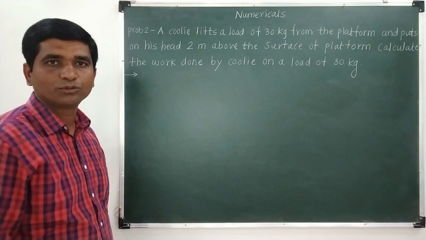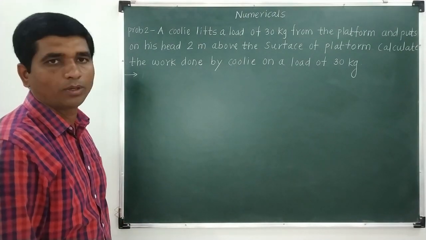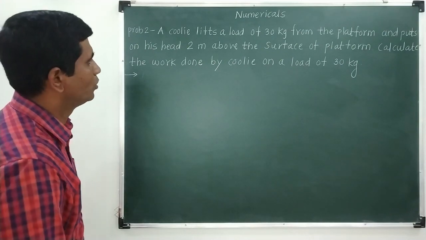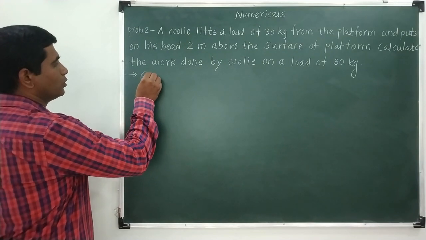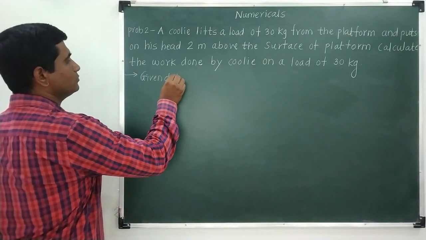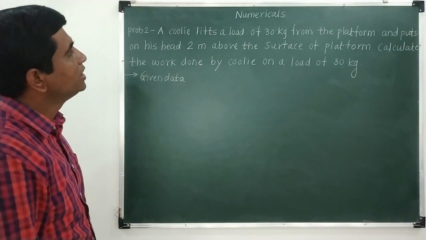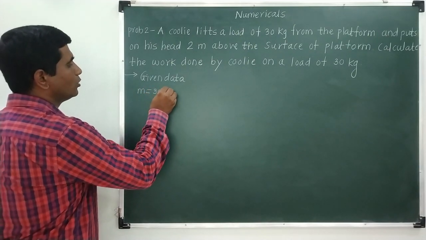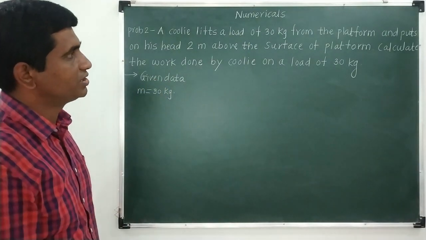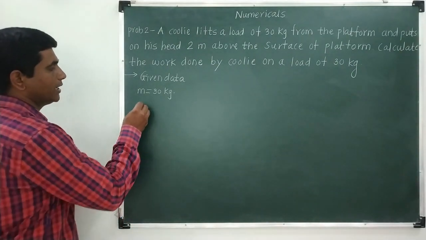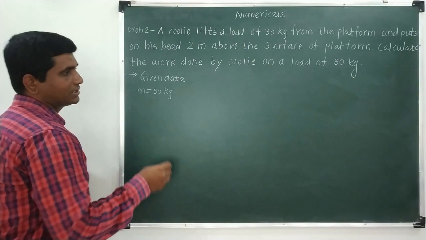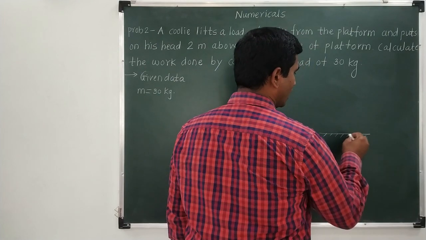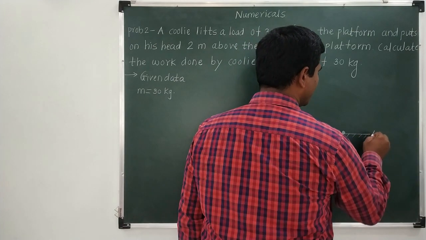Now first of all we will go through the problem, find out what is given in the problem, and then find out what is asked in the problem. So first of all, note down the given data. A coolie lifts a load of 30 kilogram, so the mass of the load is given, which is 30 kilogram, from the platform and puts it on his head 2 meter above the surface. Let us say this is the surface of the platform, and when the load is at this point, let us say this is point A.